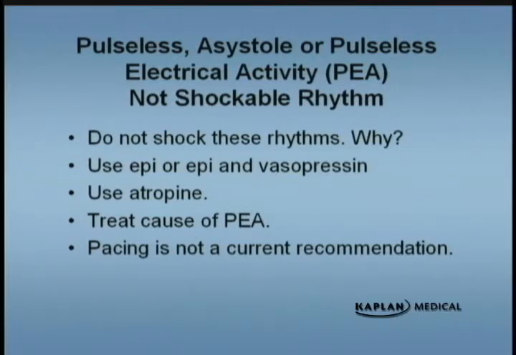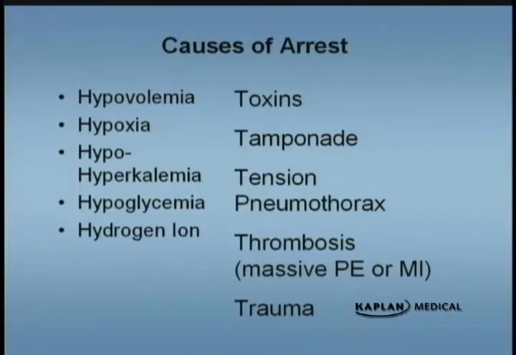We give epinephrine. We give epinephrine followed by vasopressin, just like the shockable rhythms. You could use atropine. Okay? And the main issue is to treat the underlying cause of this PEA, pulseless electrical activity. Okay? So what are the causes of pulseless electrical activity? Let's look at this for a moment. The main causes of pulseless electrical activity are, number one, hypovolemia. If the patient's bled to death, there's no pulse.